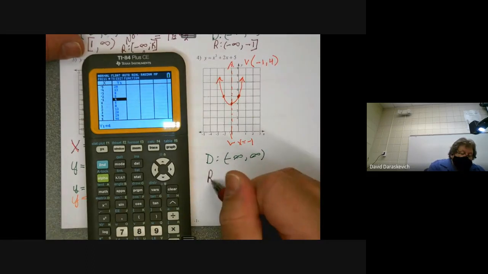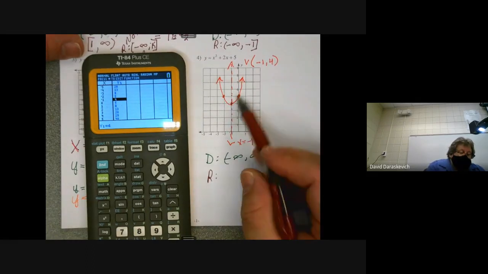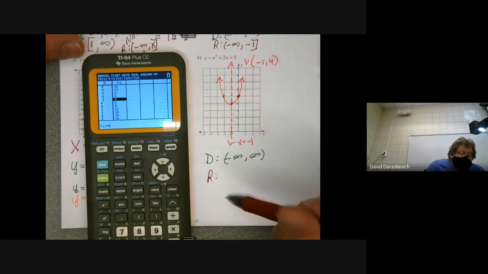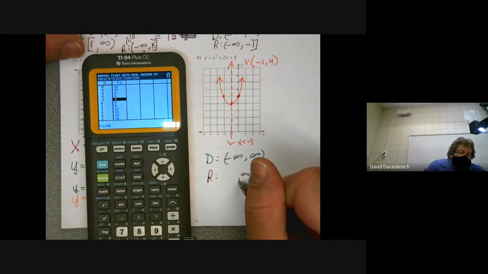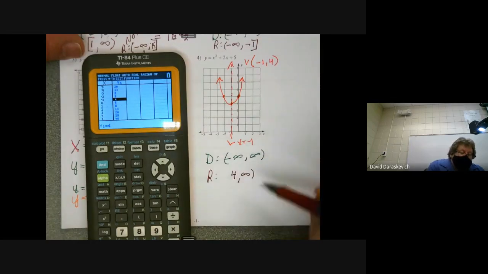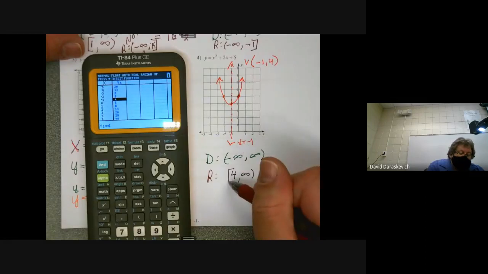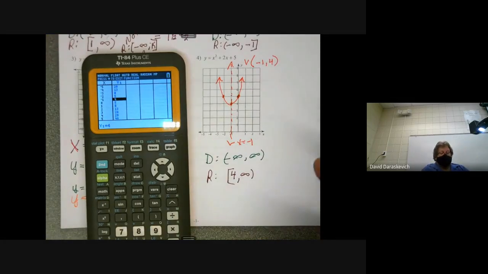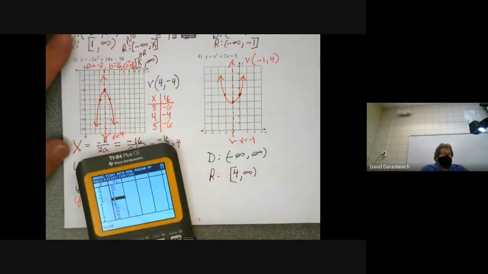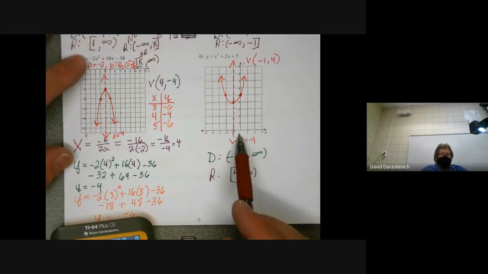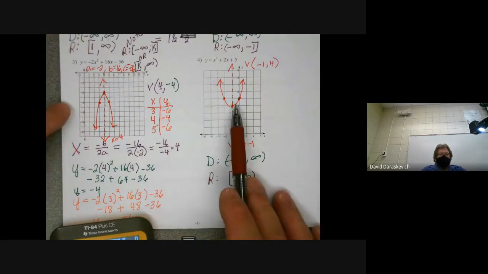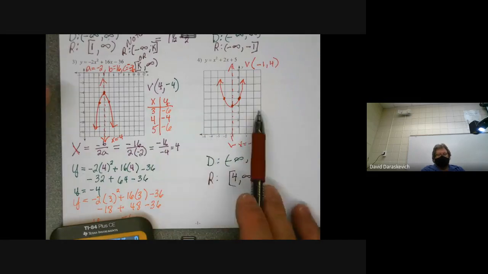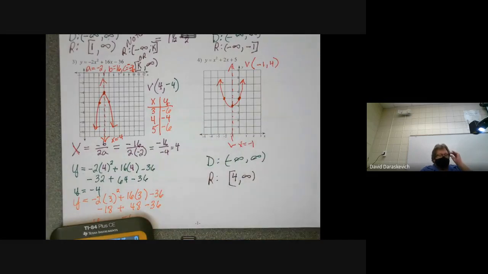Range, you see it's positive because it's opening up. So my largest number is going to be infinity, and my k is 4, bracket. There we go. So the calculator is very, very much easier than doing it manually with standard form. And that's also going to be the case with intercept form, which I'm assuming is on the back.